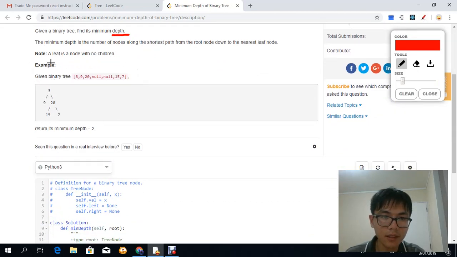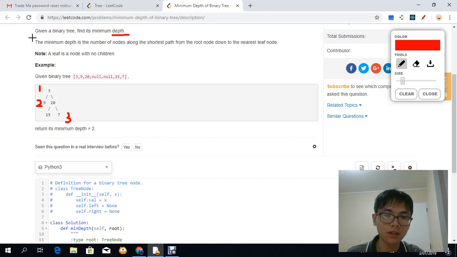Let's take this example. In this example, we are given a tree like this. So what is its minimum depth? We can see depth is counted from the root. So the root is counted as 1, and then 2, and then this 15 and 7, which is 3. Because we are trying to find the minimum depth, it is 9, because 9 is already a leaf.